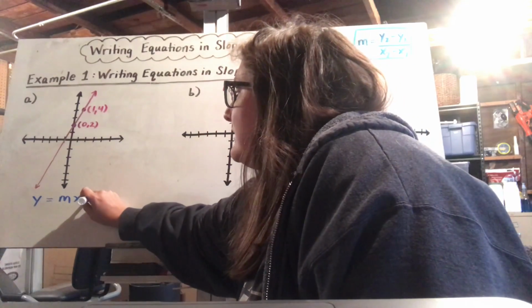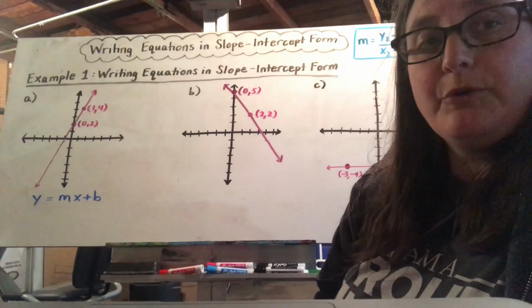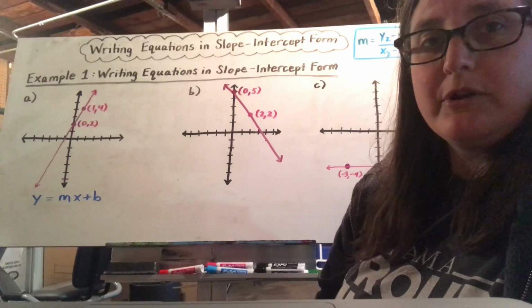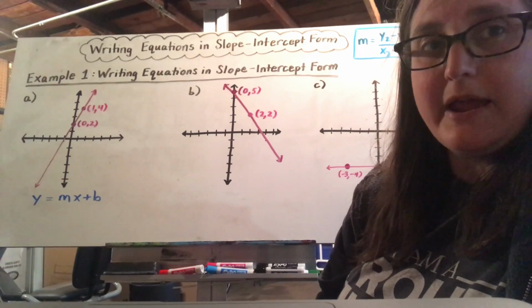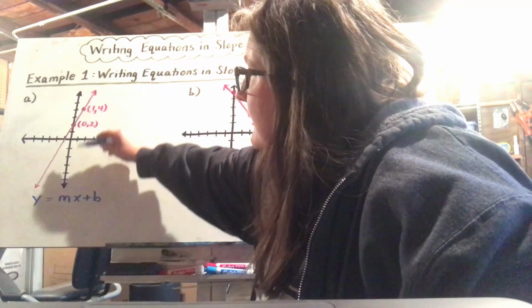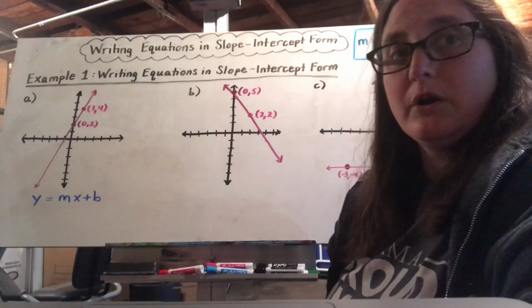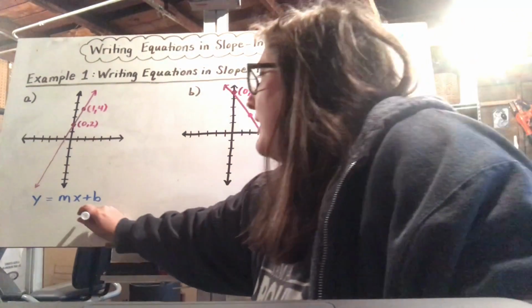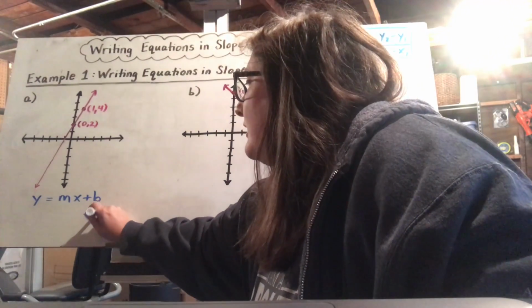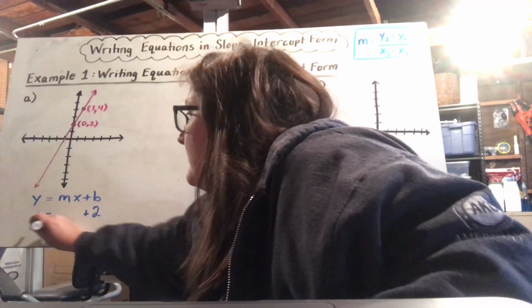So in order to write this equation, I need to know 2 things. First, I need to know the y-intercept. Where does this line cross the y-axis? If I look at this particular line here, it's crossing the y-axis at (0, 2), or 2. So for the y-intercept, I'm going to put plus 2 because it crosses at positive 2.